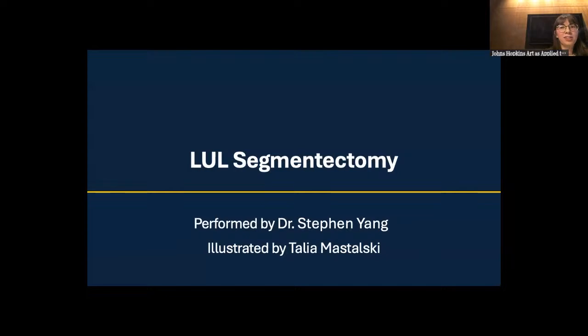My second surgery is of a left upper lobe segmentectomy, as performed by Dr. Stephen Yang. I'd like to thank him for all of his feedback while creating this piece. A segmentectomy refers to a robotic procedure to remove portions of the lung that contain cancerous tumors, in this case, apical, posterior, and anterior segments of the left lung.